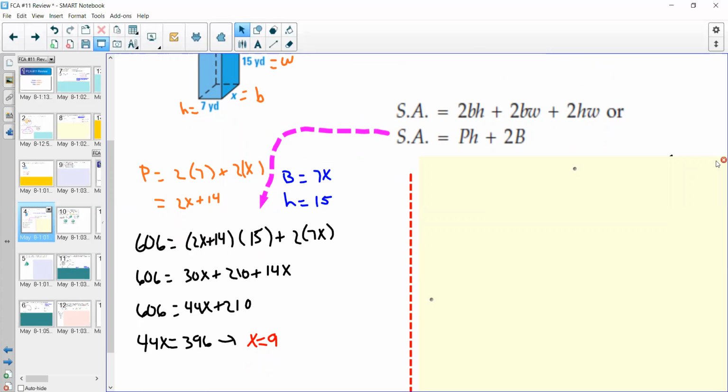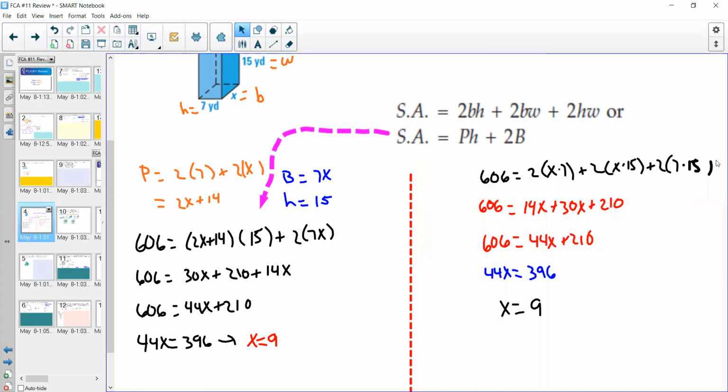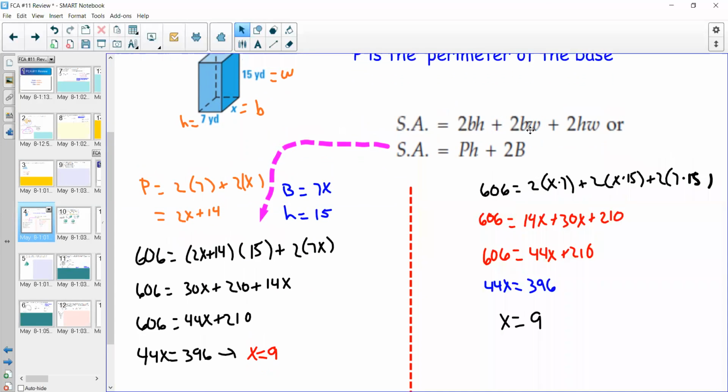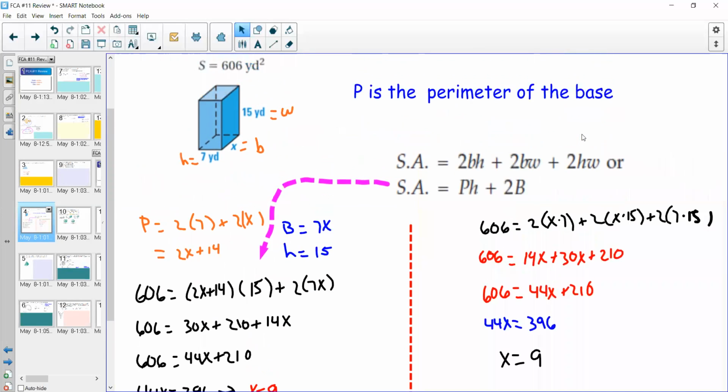Okay, and then this over here is using the formula 2 times length times the width plus 2 times the length times the height plus 2 times the height times the width. All right, so 2 different ways. All right, so what did you do, Jordan?